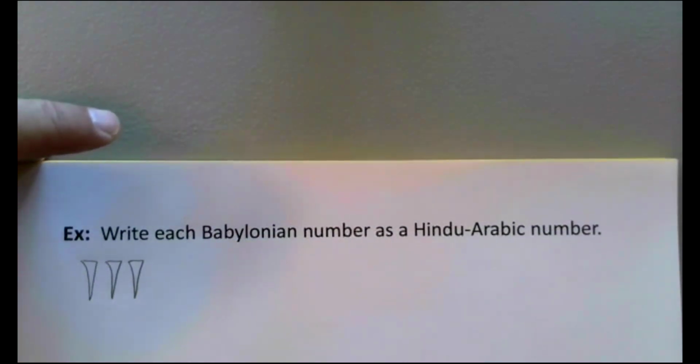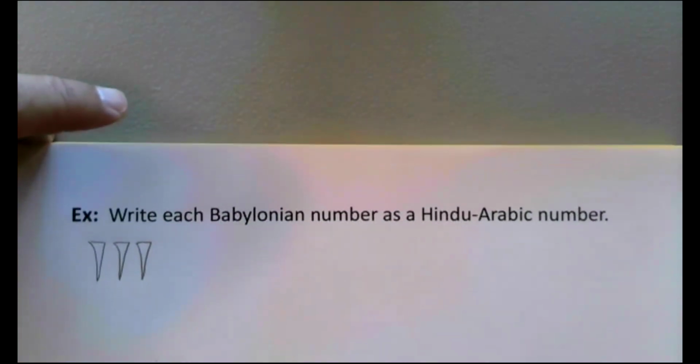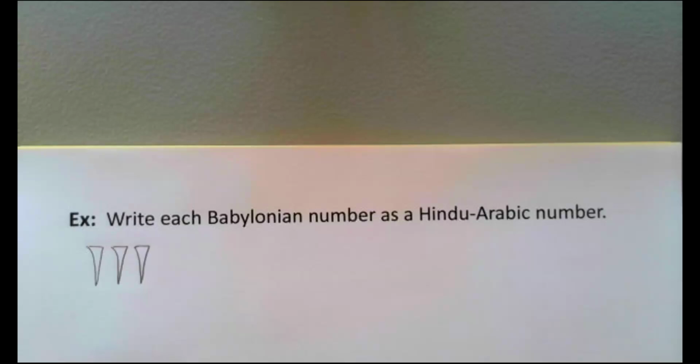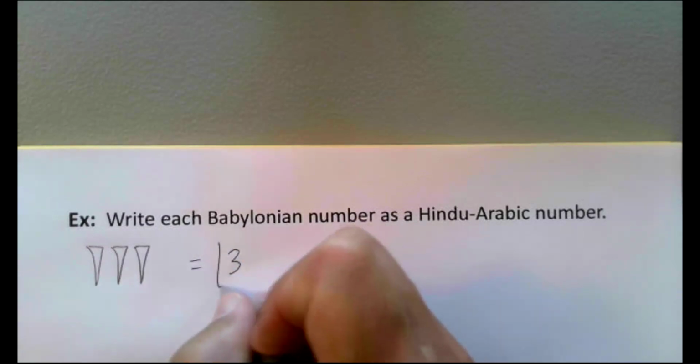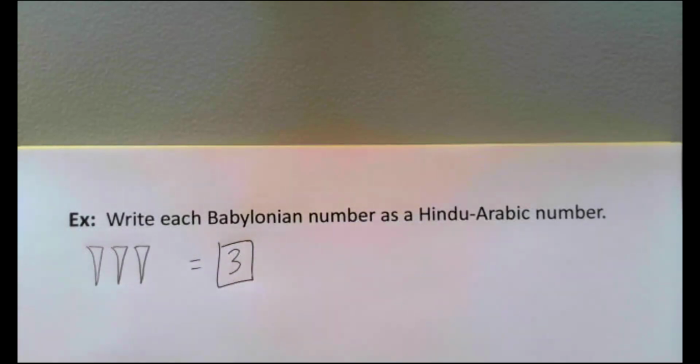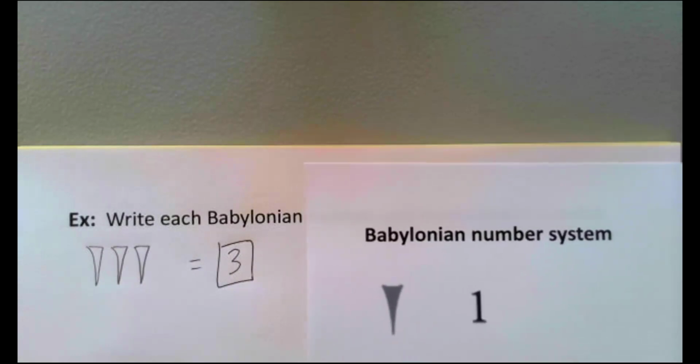In the beginning here, it says, write each Babylonian number as a Hindu Arabic number. This first example is very easy. This is just equal to the number 3. Why is this equal to the number 3? Well, because I got 3 of those. That's it. And there's no big spaces in between. Sort of like the way the Romans would write the number 3.